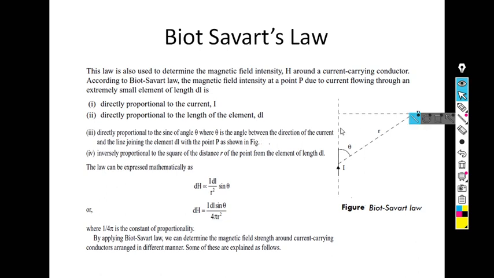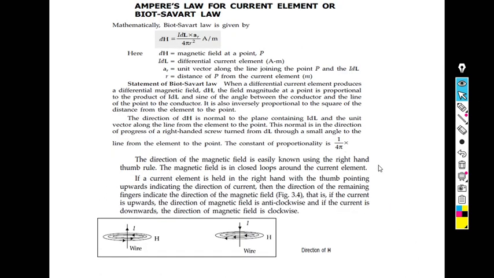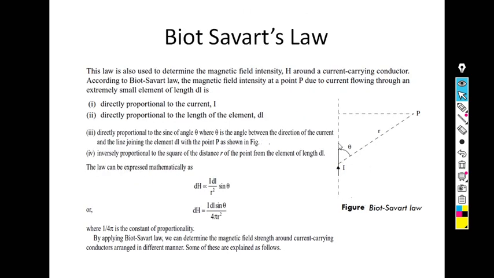dH is proportional to sine theta. Theta is the angle between this I dl and the line joining this I dl to the point where we want to find the magnetic field strength, that means point P, right? This angle is theta, and dH is inversely proportional to the square of the distance between this I dl and point P, right?